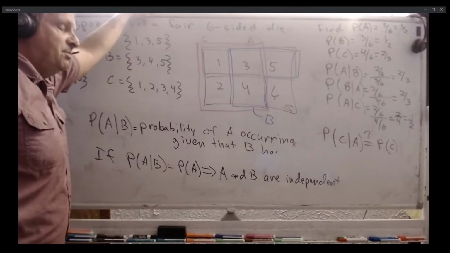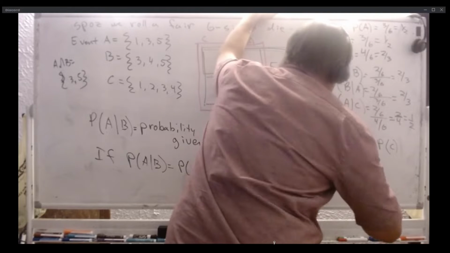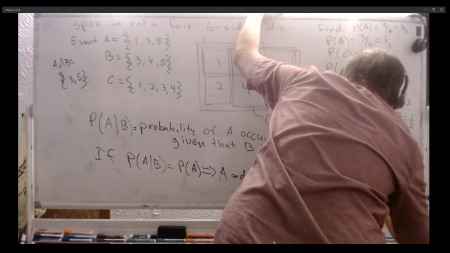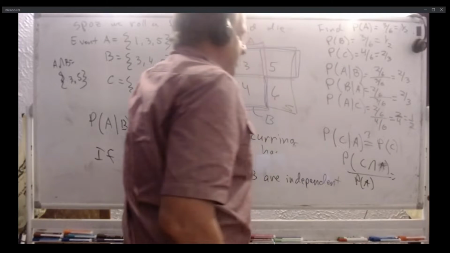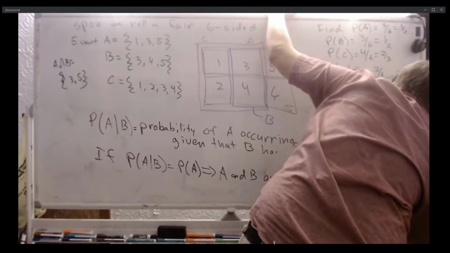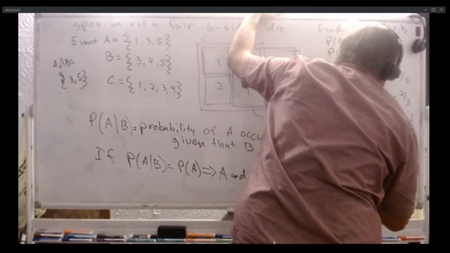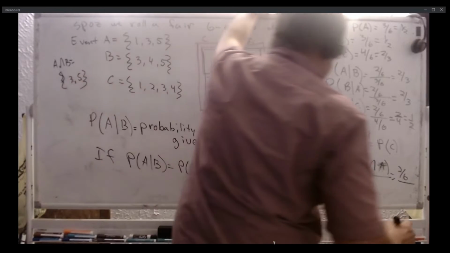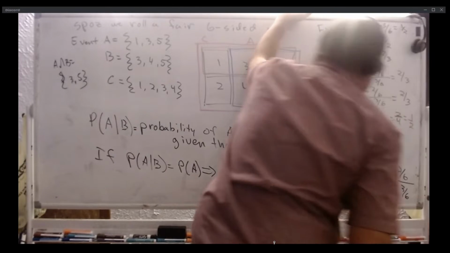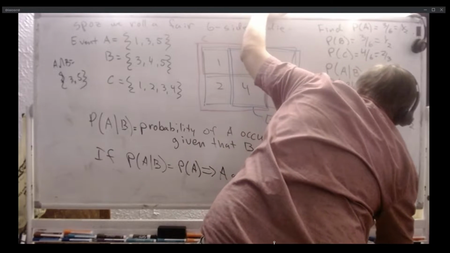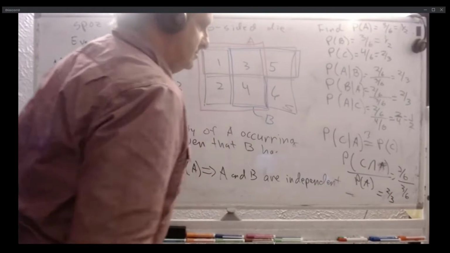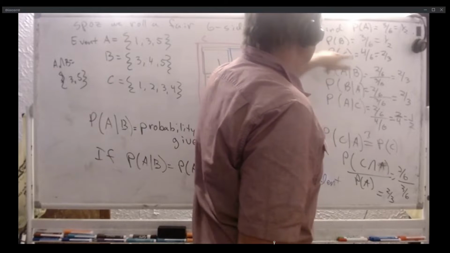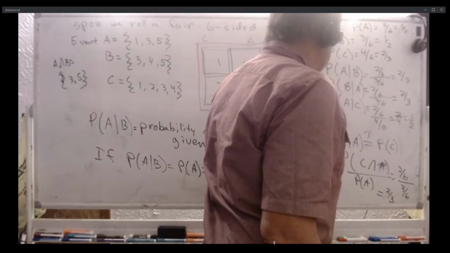What's the probability of C given A? Well, it equals the probability, of course, of C intersect A, which we already have, divided by the probability of the given condition A. So we know that the intersection is 2 out of 6. What's the probability of A? 3 out of 6, right? So this equals 2/3, does it not? Yes. Well, 2/3, that's the probability of C. Okay, so they are independent.